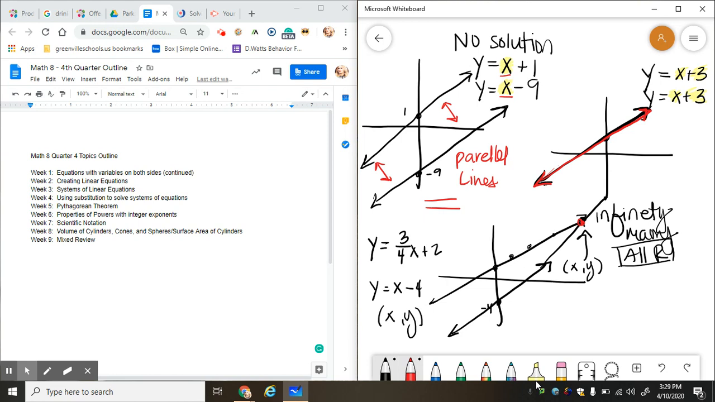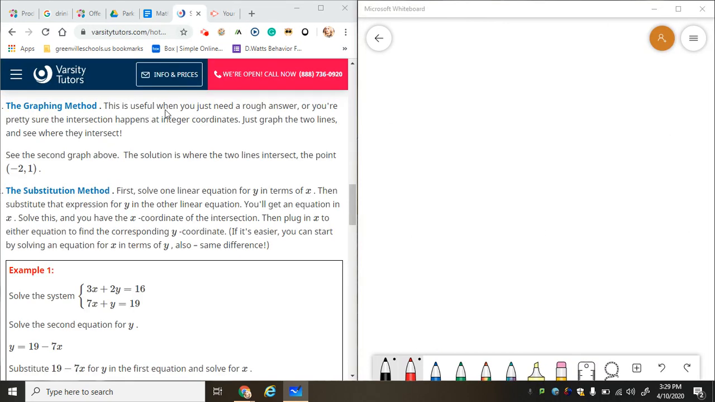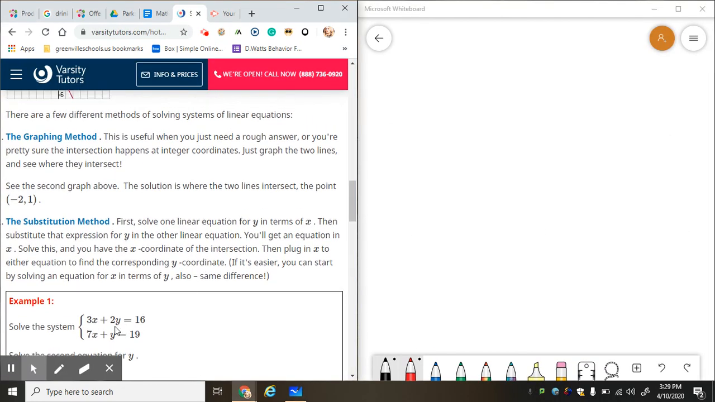Those are the differences between them. No solution, they don't touch. Infinitely many, all the points are touching. And then there is one solution, one spot that touches. Okay, so let's clear the canvas. So here is an example of a problem.